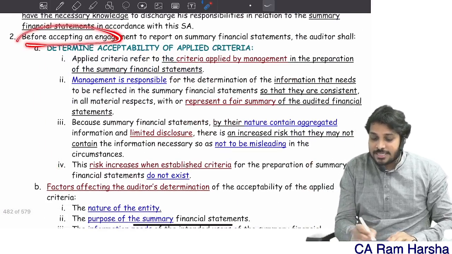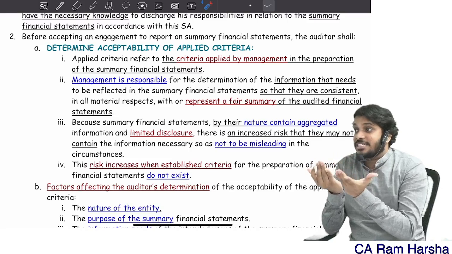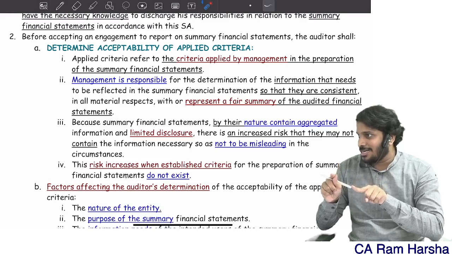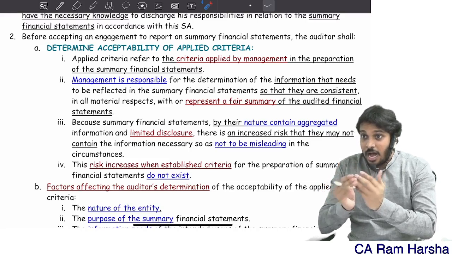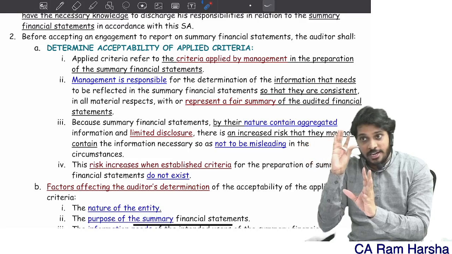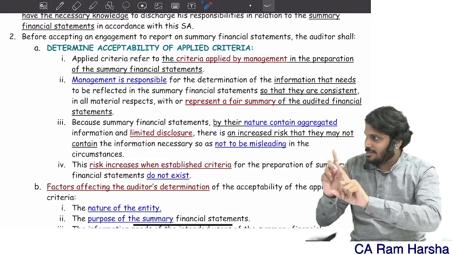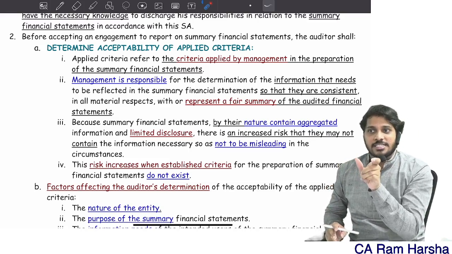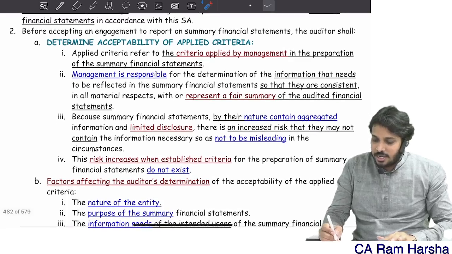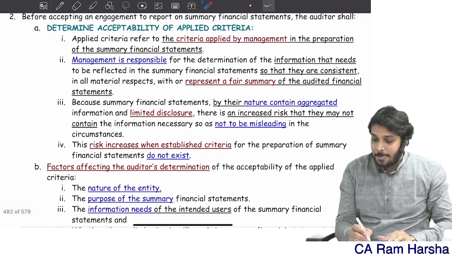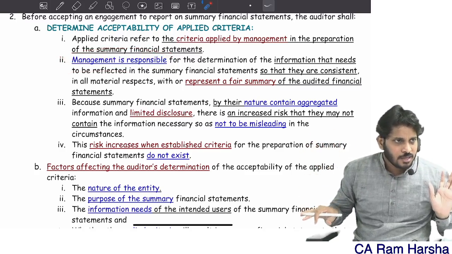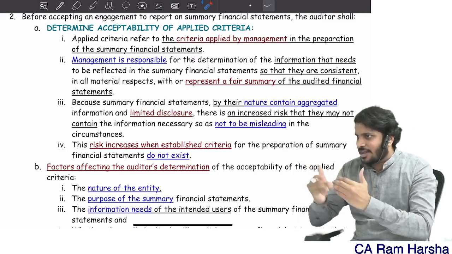So before accepting, you need to check on what basis the summary is prepared. Summary also must have some format, right? It must have some rules, right? What information to be ignored, what information not to be ignored. There must be some guidelines, right? That is called criteria. On what criteria are summary financials prepared? Generally, summary financials are prepared by management. Management will ensure that. Management will decide the criteria. There is no separate framework for this.